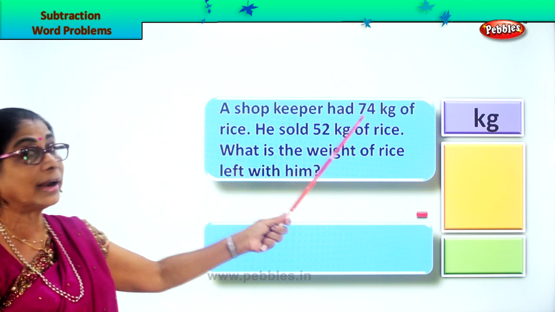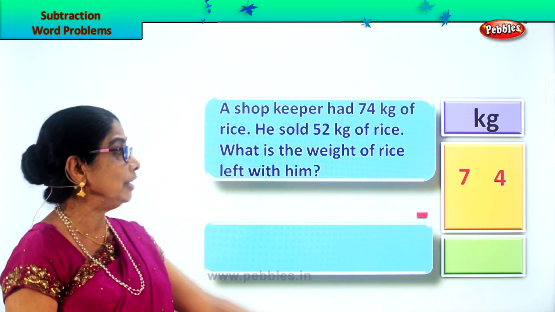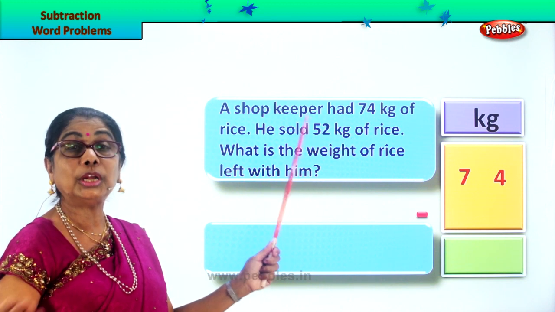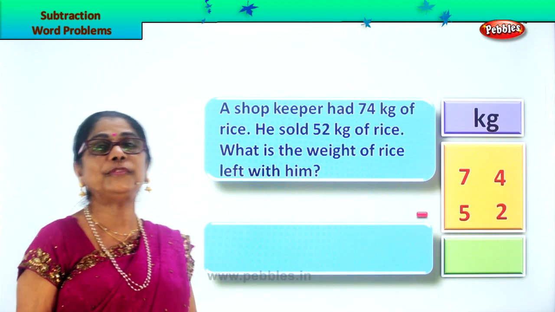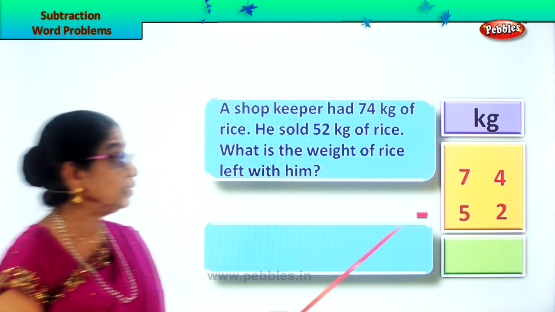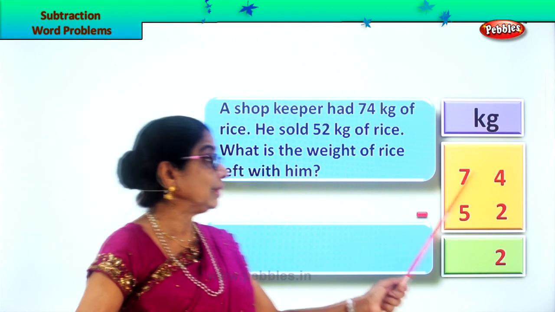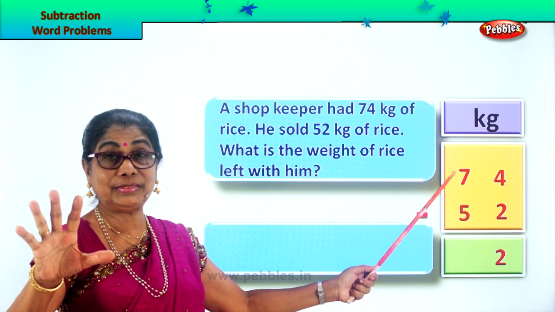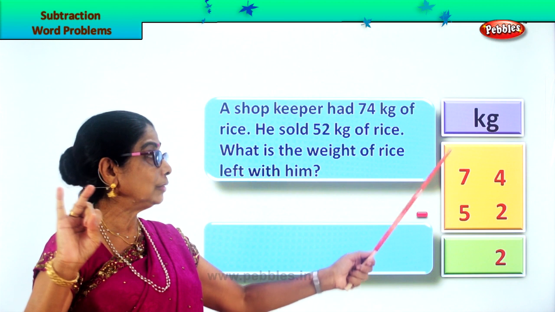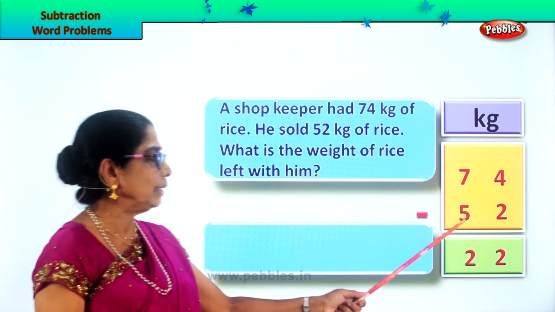Now, the weight of rice that the shopkeeper had in his shop is 74 kg. 74, we write here. Weight of rice the shopkeeper sold, 52 kg of rice he sold. So minus 52. Now let's work it out, because we need to find the weight of rice that he has now in his shop. 4 minus 2. 4 take away 2 gives you 2. 7 minus 5. 7 take away 5 gives you 2. After 5, 6, 7. So 7 take away 5 is also 2. Good. So we write 2 over here.